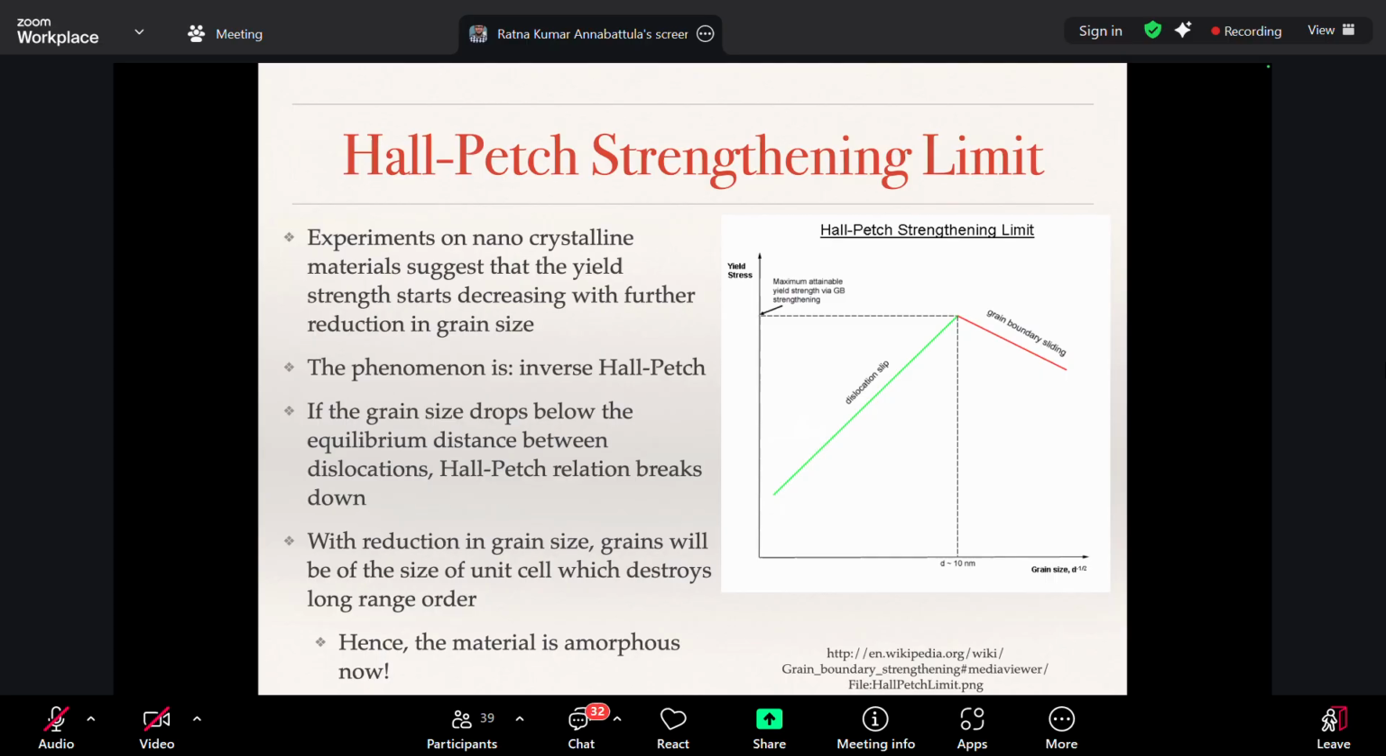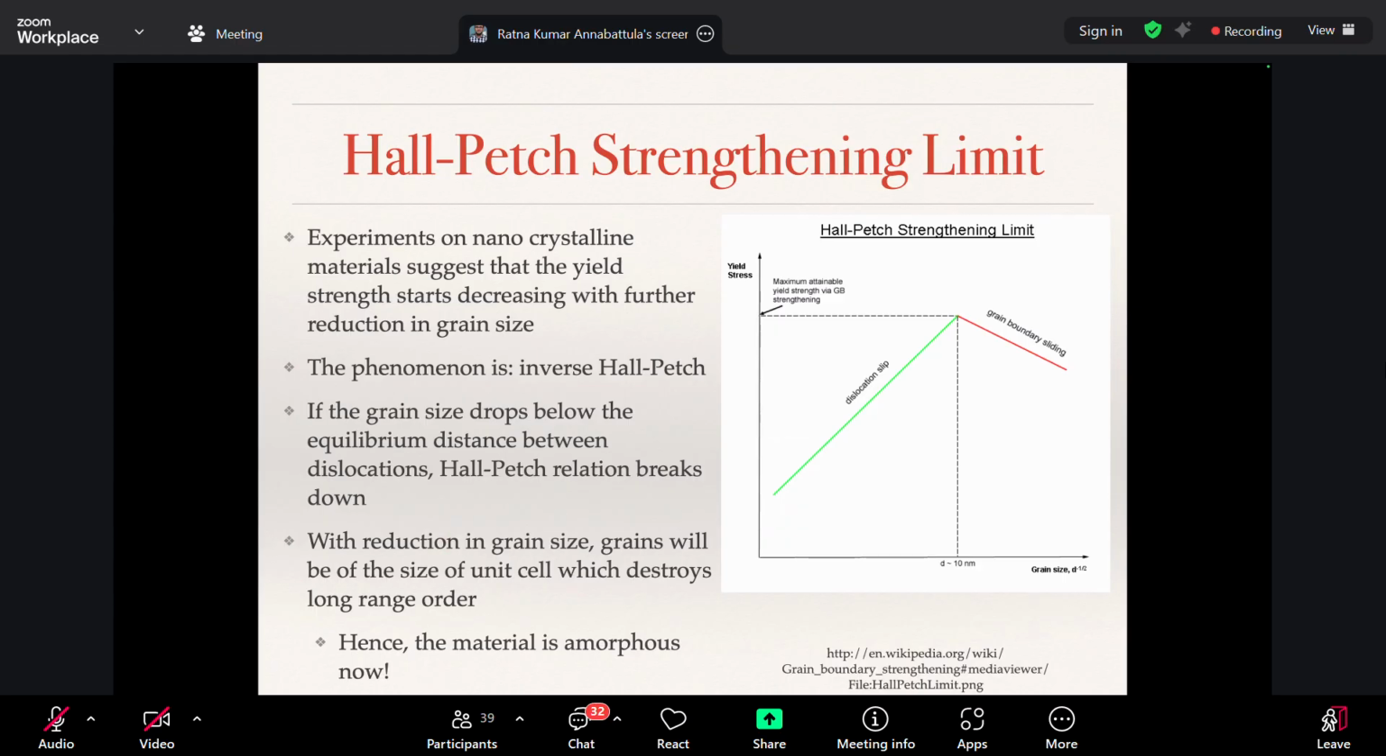If you further reduce the grain size, grains will be of the size of the unit cell, which destroys the long range order, and now the material is amorphous. It is not crystalline anymore. Then you cannot talk about plastic deformation through slip. You should be talking about plastic deformation through other mechanisms.